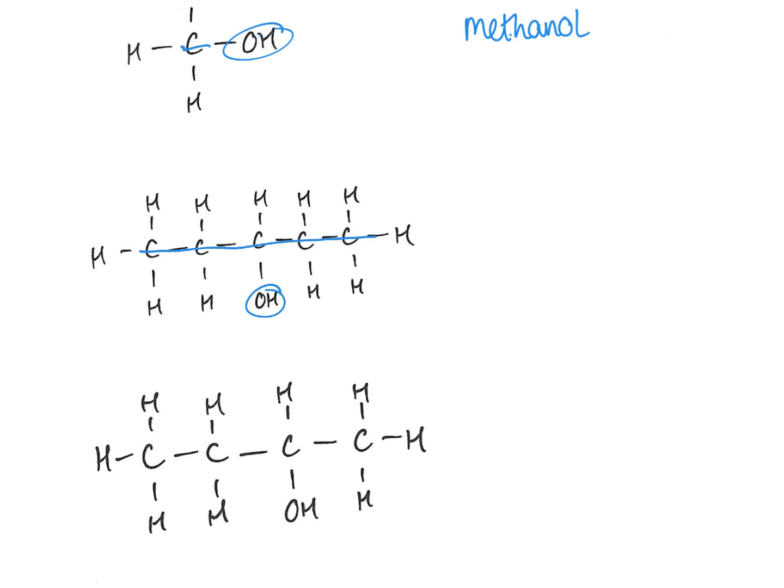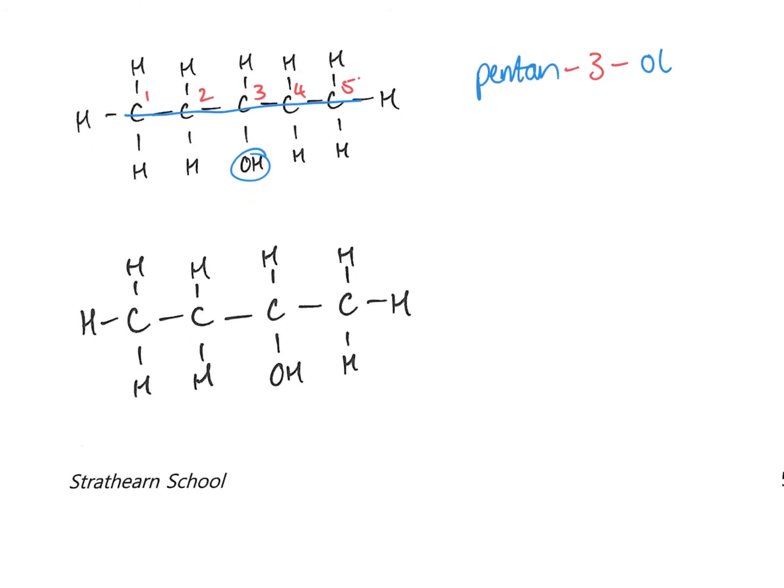But where is our OH group? Well, it doesn't matter whether we number it left to right or right to left. The OH group is going to be on carbon number 3. So that is pentane, and then a dash, and then 3-ol. And then finally on this page, here's our OH group. The longest carbon chain must contain that, and then we number it so that the OH group is on the lowest possible carbon, so that's going to be right to left this time. So there's 4 carbons, so it's butane, then a dash, then 2-ol.